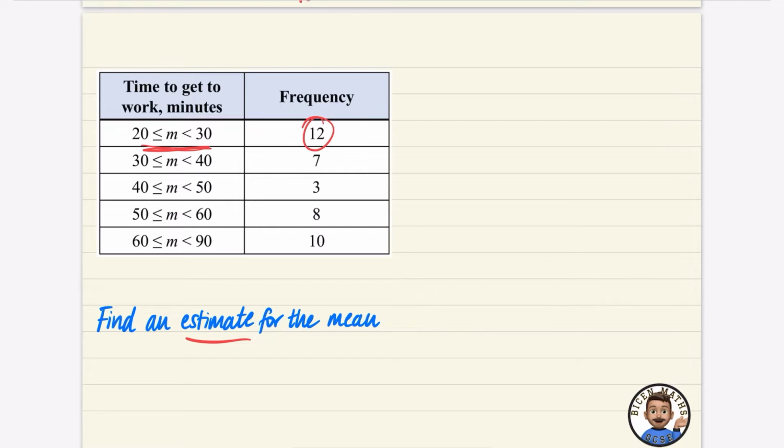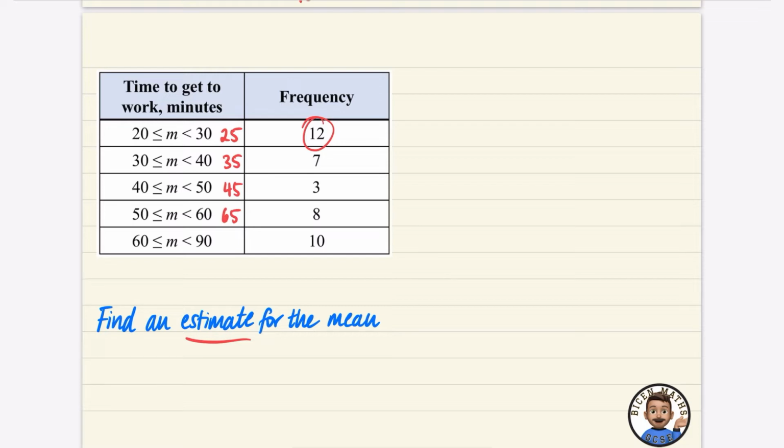Now the way that we estimate this is we think, okay, within this group, there's probably some people who are at the low end, some people who are at the top end, some people are in the middle. So the best thing to do is just to say, well, let's just use the middle of the group as a sensible estimate. So to find the middle of the group, you can either just spot what the middle is, which very clearly in this is 25 minutes, 35 minutes, 45 minutes, 65 minutes.